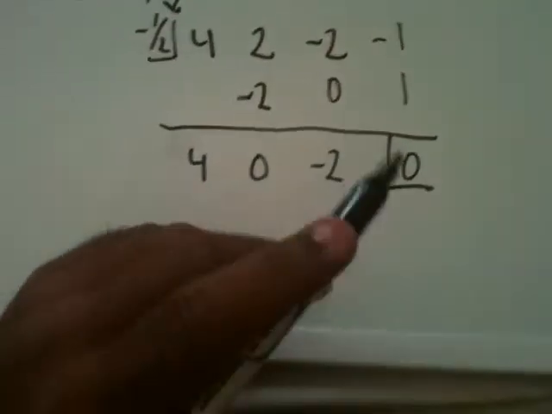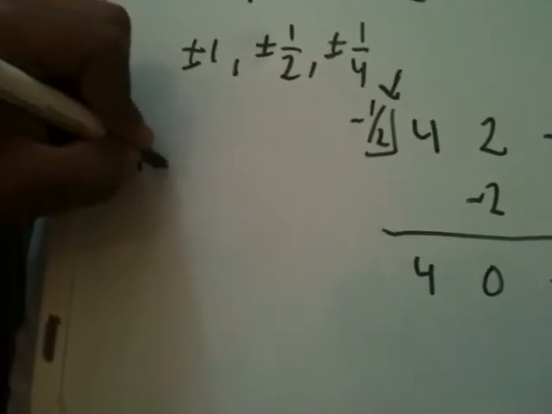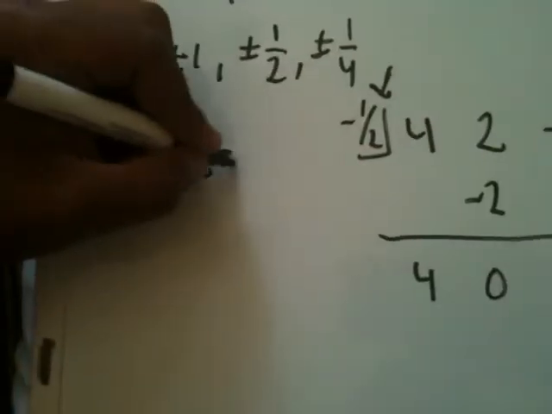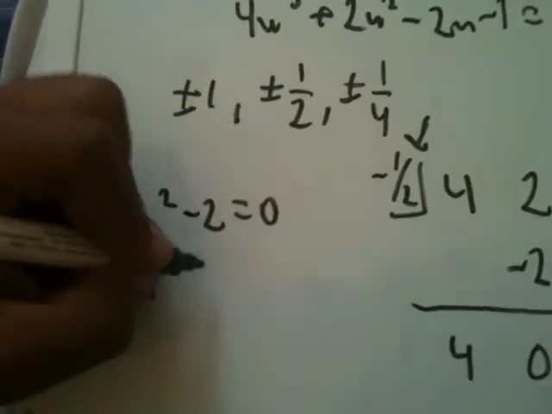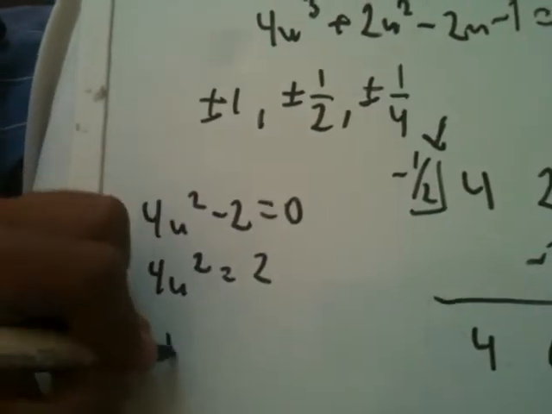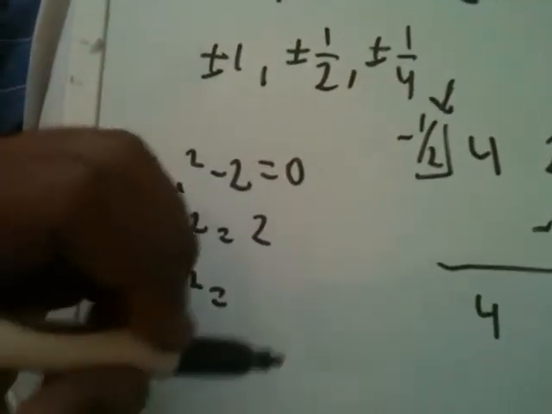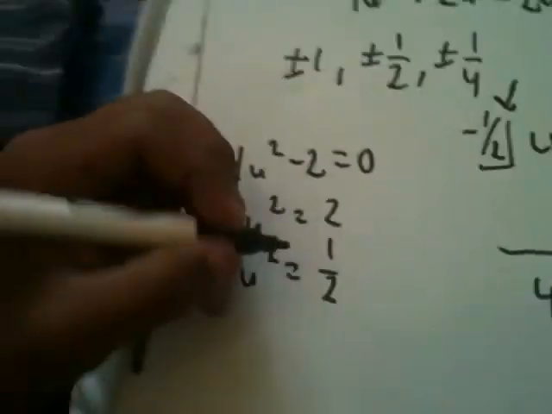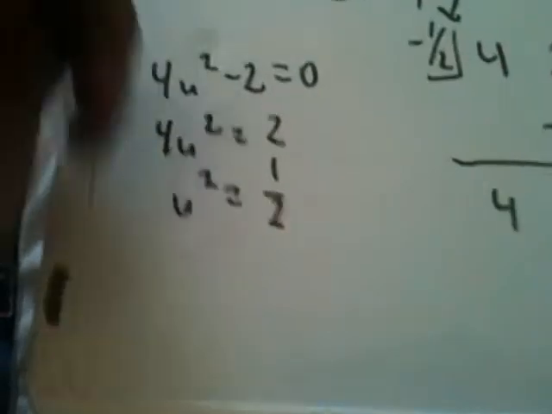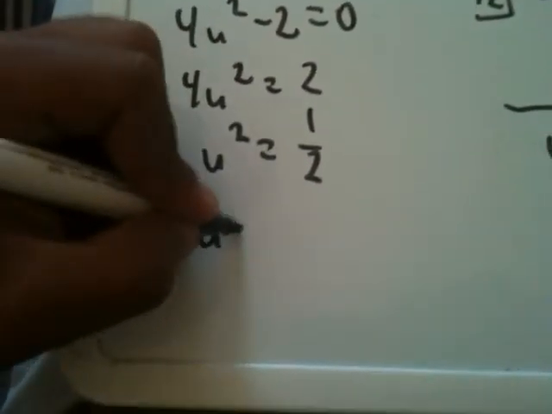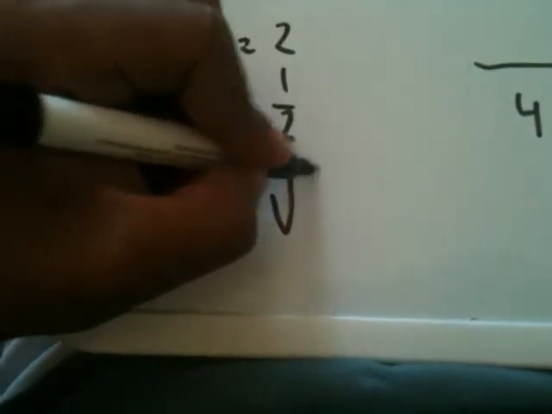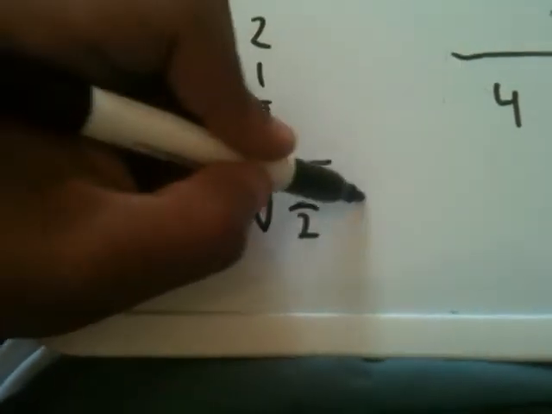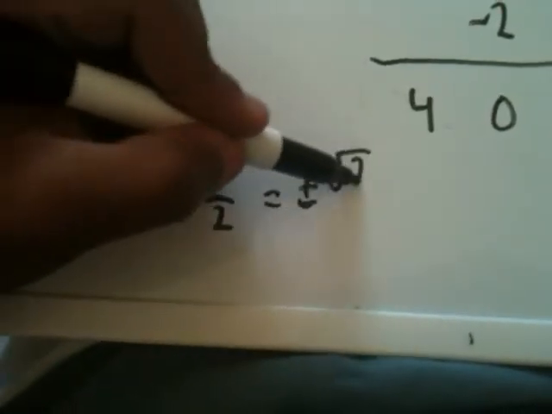So now we're going to convert this into a quadratic. So that's going to be 4u squared minus 2 equals 0. Well, we can add 2 to both sides, so that gets us 4u squared equals 2. And divide both sides by 4. u squared is equal to 2 over 4, or 1/2. Then I take the square root of both sides with both signs, plus and minus. So u is equal to plus or minus the square root of 1/2, which simplifies down to plus or minus square root 2 over 2. And those are our 3 answers for u.